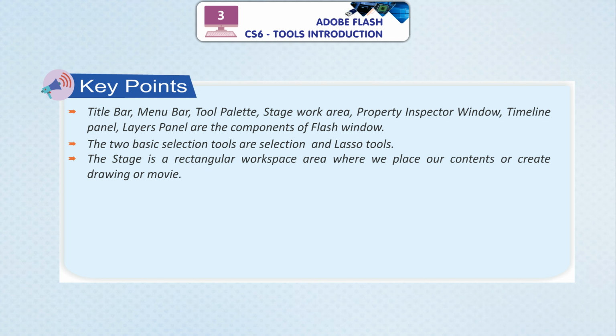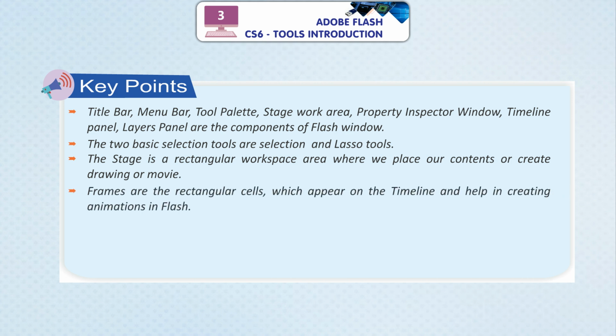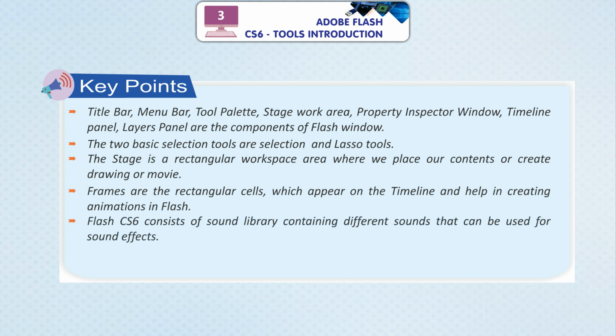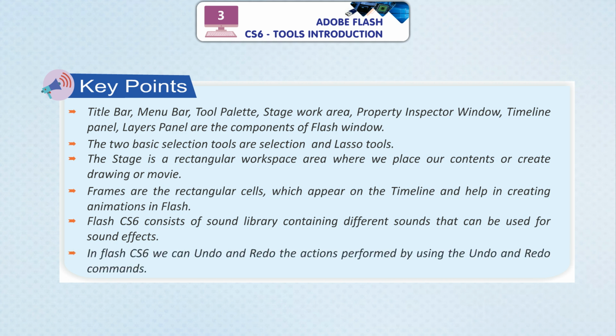The stage is a rectangular workspace area where we place our contents or create drawing or movie. Frames are the rectangular cells which appear on the timeline and help in creating animations in Flash. Flash CS6 consists of sound library containing different sounds that can be used for sound effects. In Flash CS6, we can undo and redo the actions performed by using the undo and redo commands.